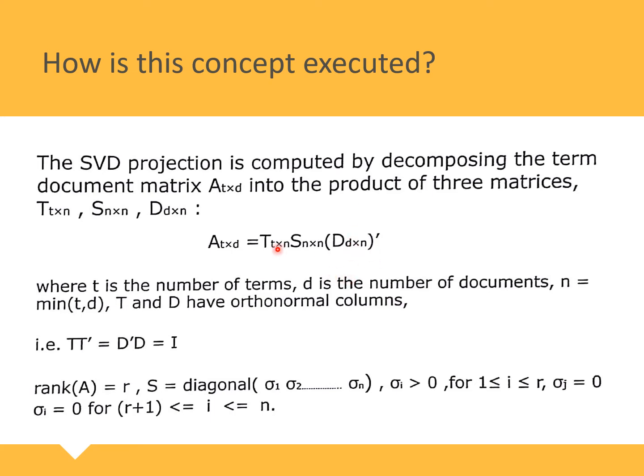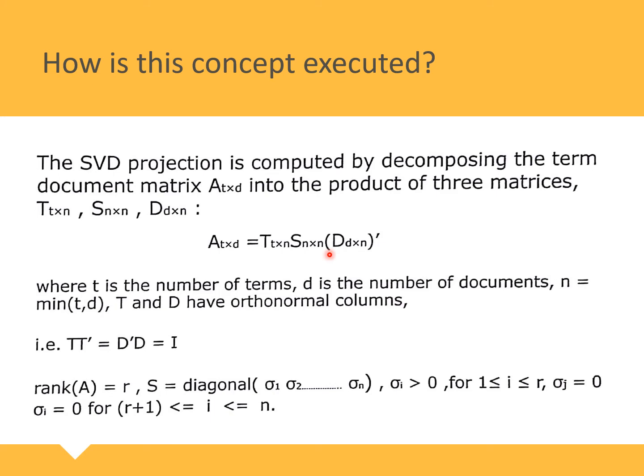So what is n here? We already know T and D from the definition of the problem itself. n is generally taken to be the minimum of T and D, the minimum of the number of terms and the number of documents. In most problems, the minimum of T and D will actually be D, because we have far more terms than documents. So in most cases the minimum of T and D will be D, the number of documents, and that is how n is set.